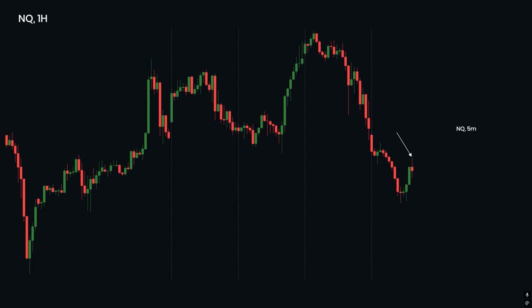So for this one, this is NQ on a 1 hour chart, and the vertical lines delineate the different days. So I want you to pause the video now and think through the process. Do we have a valid C2 entry?